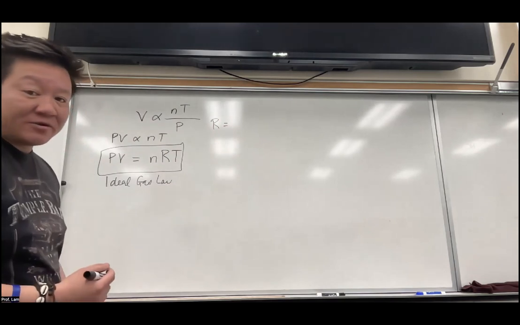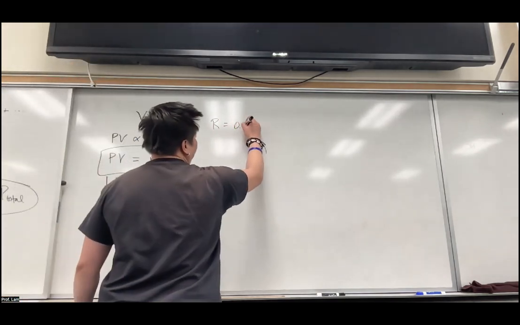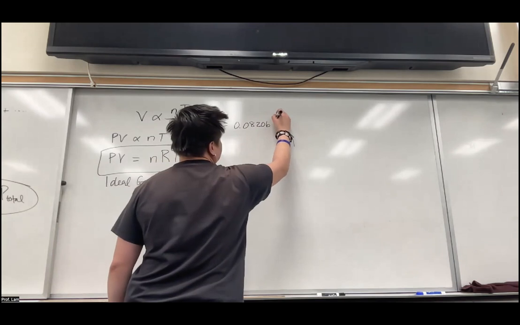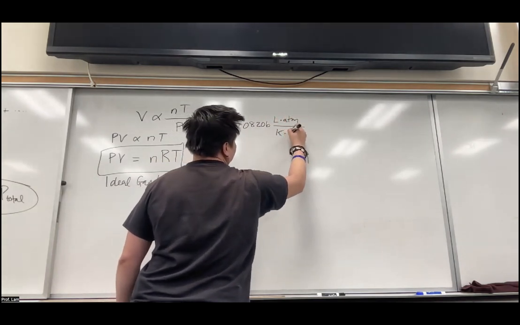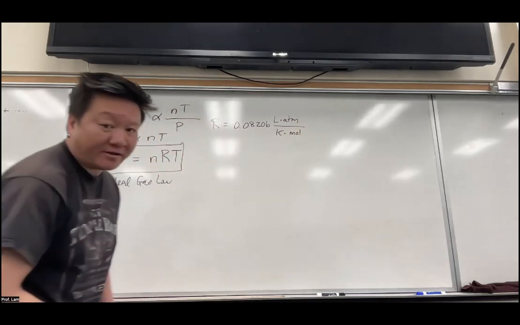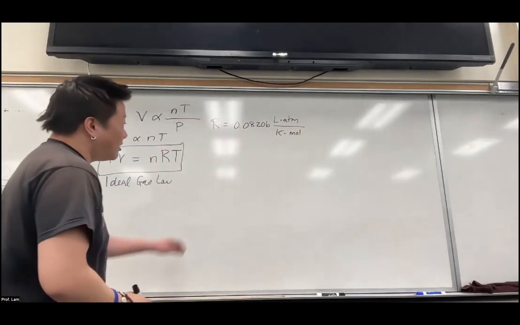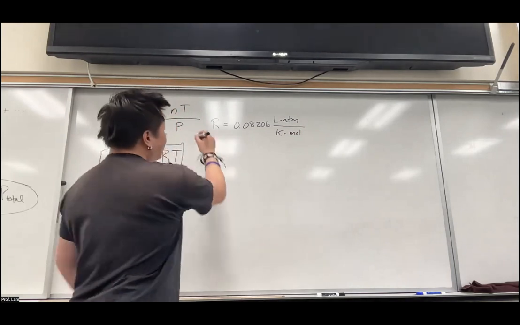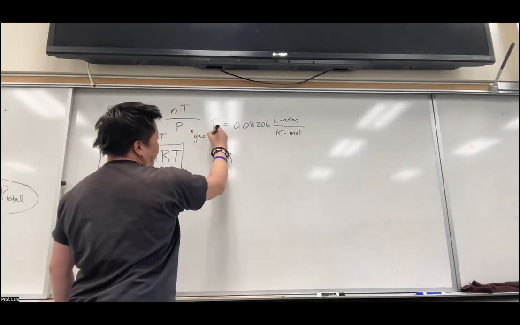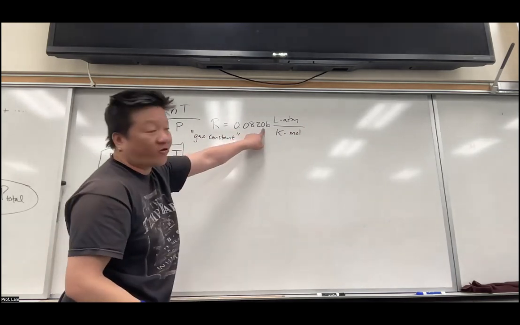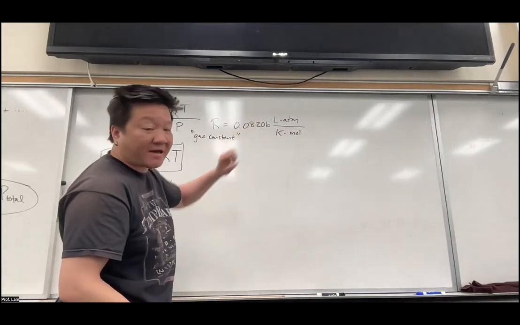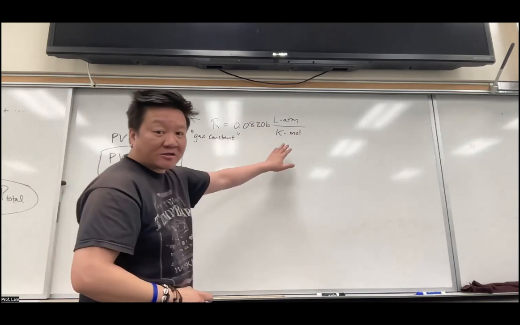R has a value of 0.08206 liter atm over K, which is Kelvin, over mole. So this is the gas constant, and I want you guys to remember the gas constant to 4 sig figs. So you should have that memorized, and also the units as well.